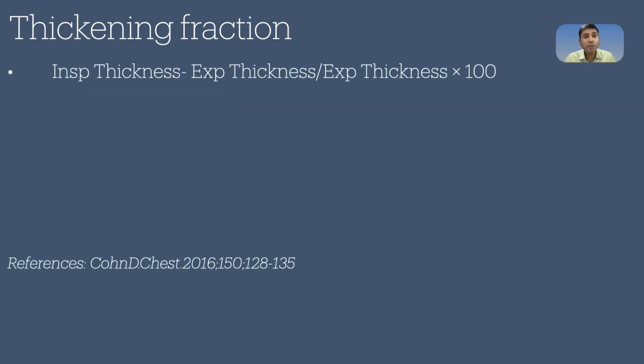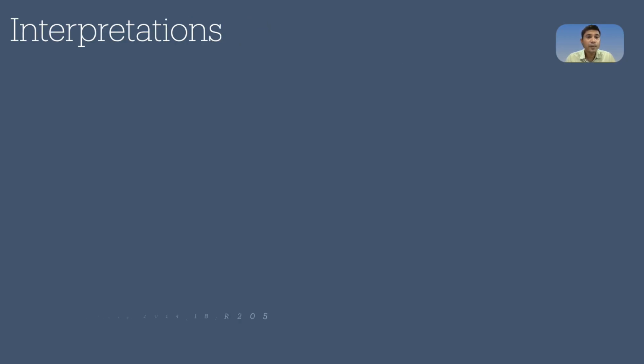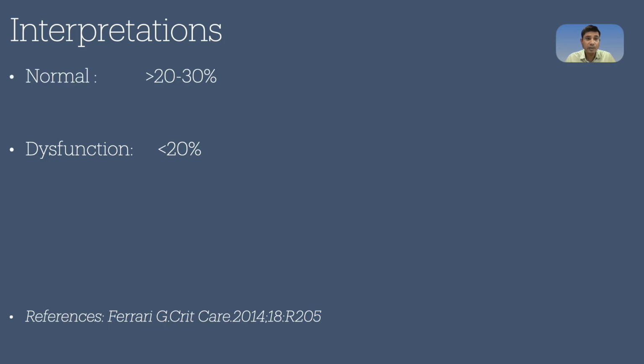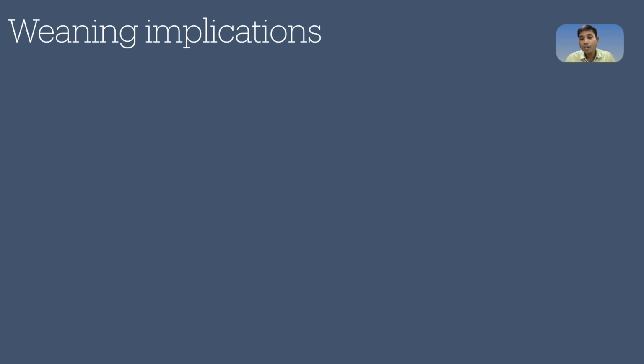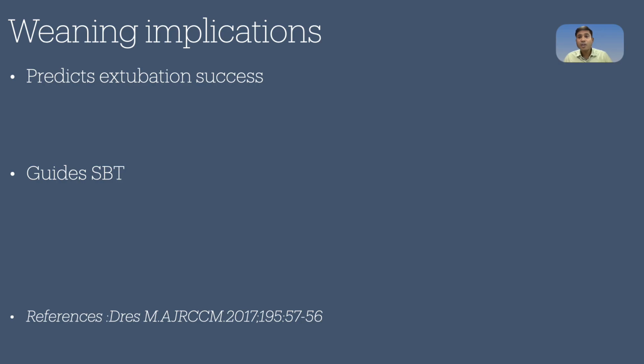Now this is a formula where in the M mode we have taken the inspiratory thickness and the expiratory thickness of the diaphragm and put in this formula. Okay, what are the interpretations? Any thickening fraction more than 20% is normal, and anything less than 20% is diaphragmatic dysfunction. Okay, so what are its implications in weaning? It predicts the extubation success and guides the spontaneous breathing trial.